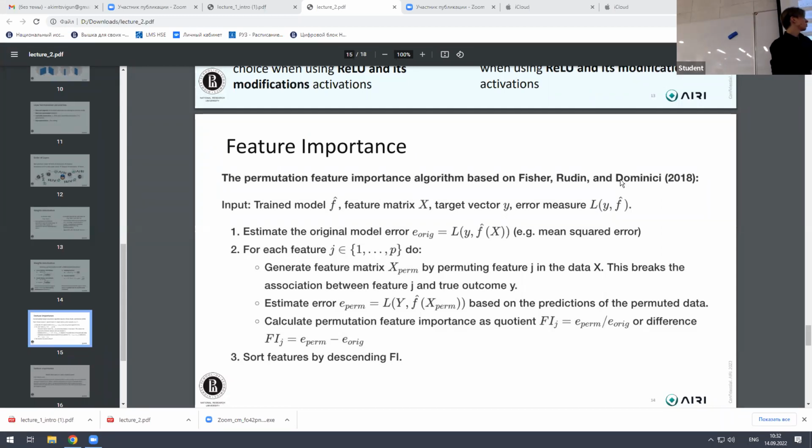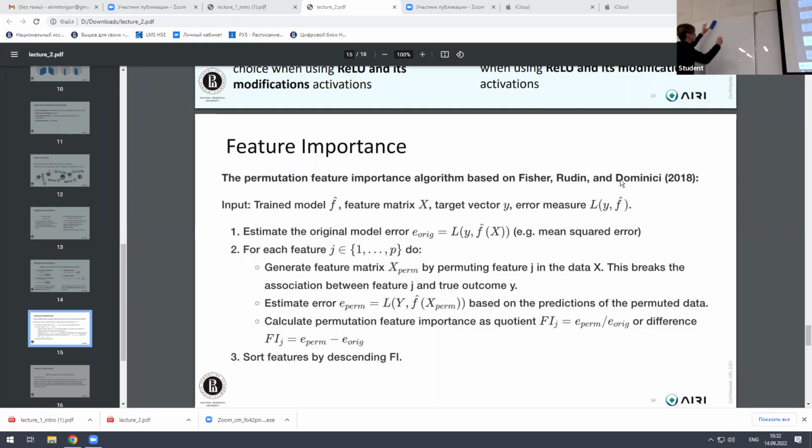After calculating this F_j value for each feature, we sort the values in descending order. The feature which has the largest value here is considered to be the most important. What does permuting a feature mean? You shuffle the values of this feature between instances?